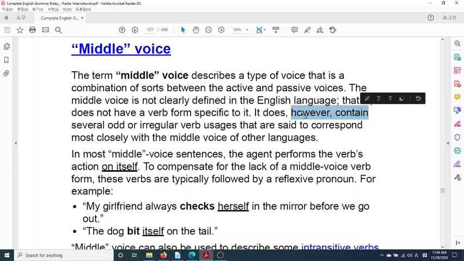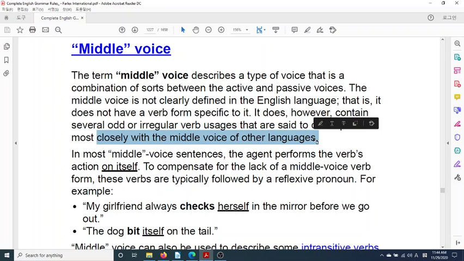It does, however, contain several odd or irregular verb usages that are said to correspond more closely with the middle voice of other languages. So just like with future tense, English technically doesn't have a future tense grammar. Instead, we just have words that represent that. Middle voice is the same. Some languages have a very specific, distinctive middle voice, and others don't.